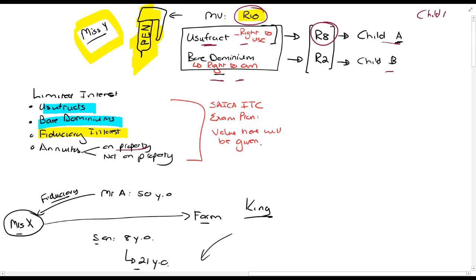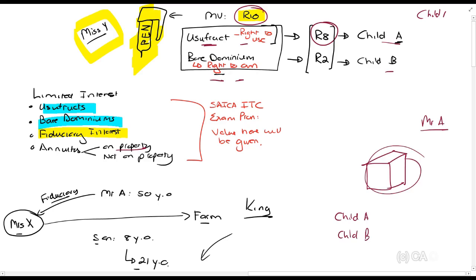Now, an annuity on property is, let's say here's a block of flats, right? Mr. A owns the block of flats. He has 2 children, child A, child B. He says when he dies, the block of flats must go to child A. This block of flats earns R1,000,000 rentals a year, let's say. But then he says child A must then, out of that R1,000,000, pay an annuity of, let's say, 60,000 to child B. That is an annuity on property.